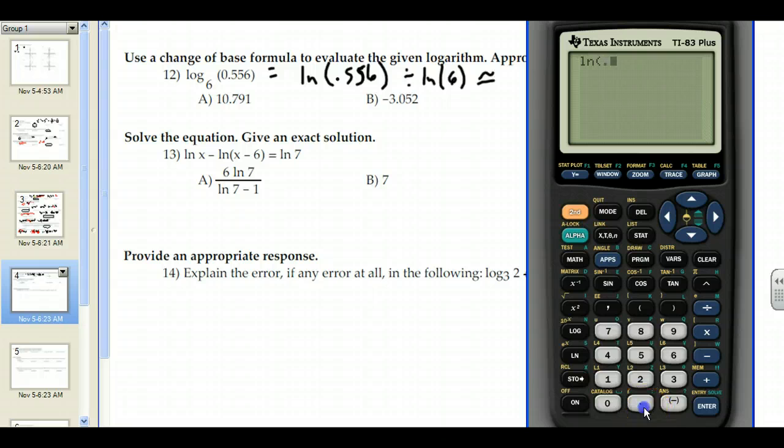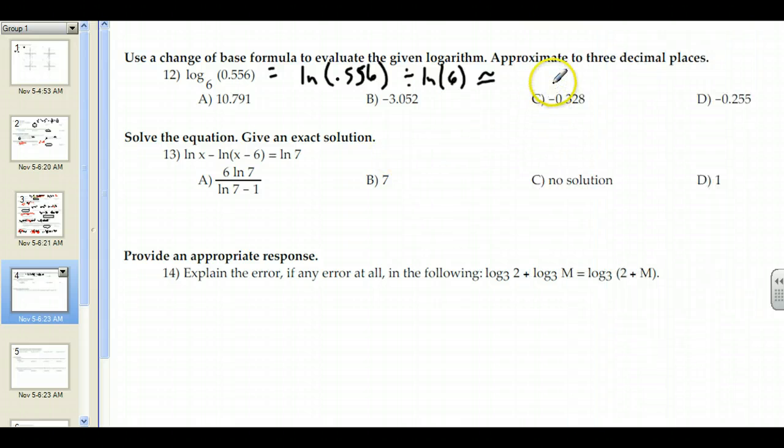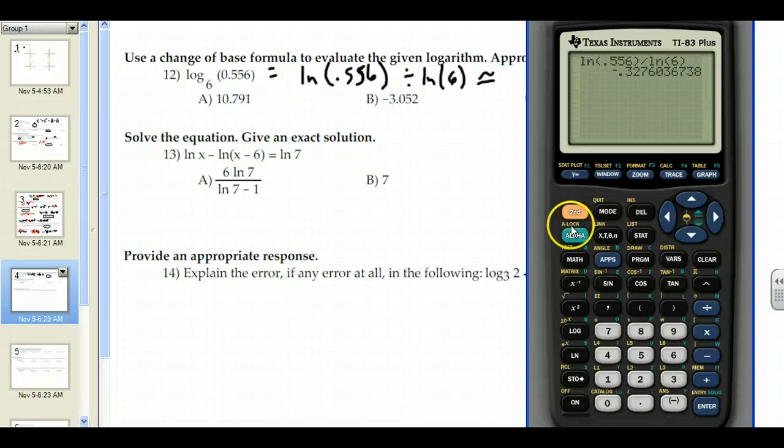natural log of 0.556 divided by natural log of 6. Oops, had a wrong button up here. That's better. Hit enter. Negative 0.3276. So there's our answer, to 3 decimal places. Now notice too, this goes back to the last problem also. I could have just as easily replaced natural log with log in both places.